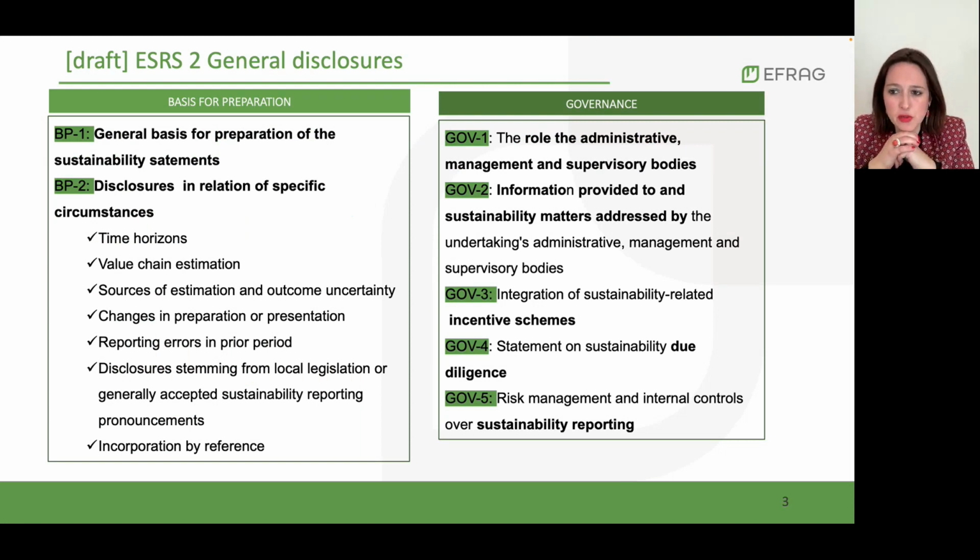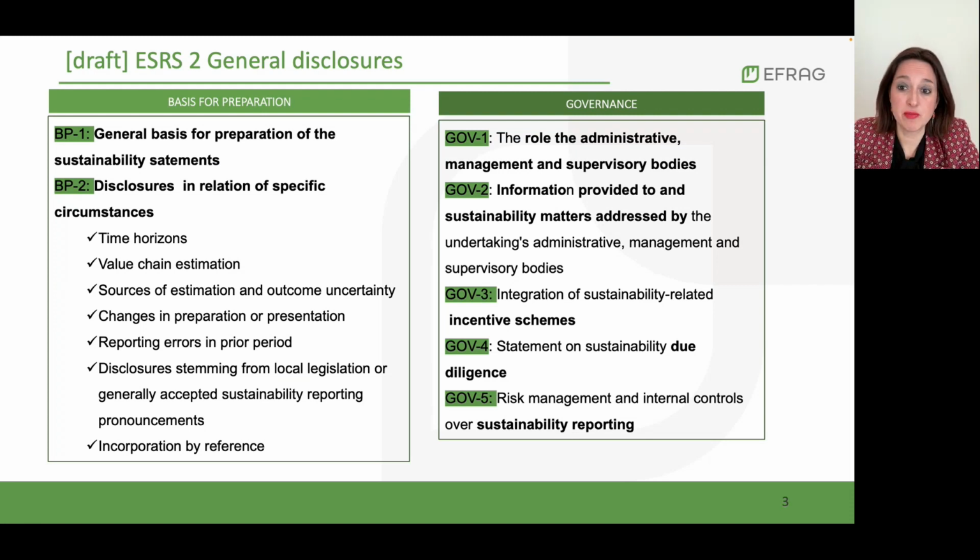And moving on to the disclosure requirements, we will start with the first two blocks. Firstly, the basis for preparation that consists of two disclosure requirements. The first one, being BP1, is to be disclosed for all undertakings. It's in relation to the scope of its sustainability statements, consolidated, individual, for example. And the second one, BP2, applies when specific circumstances have taken place in the undertaking during that year. For example, estimations have been used for the preparation of the sustainability statements.